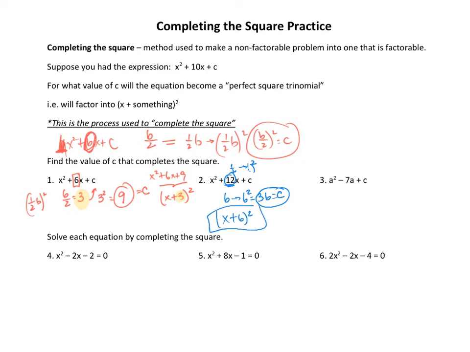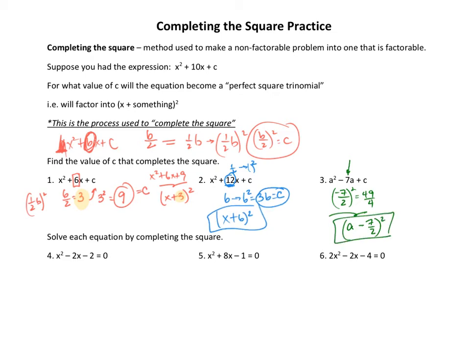All right, and finally, for this last example that we have here, the b value is -7, so we're going to say -7 divided by 2, so half of that. And then we're going to take this answer and square it, so we'll get 49 over 4. So we're just going to keep it in this form, and then if you factored this, you would get x minus 7 over 2 quantity squared.